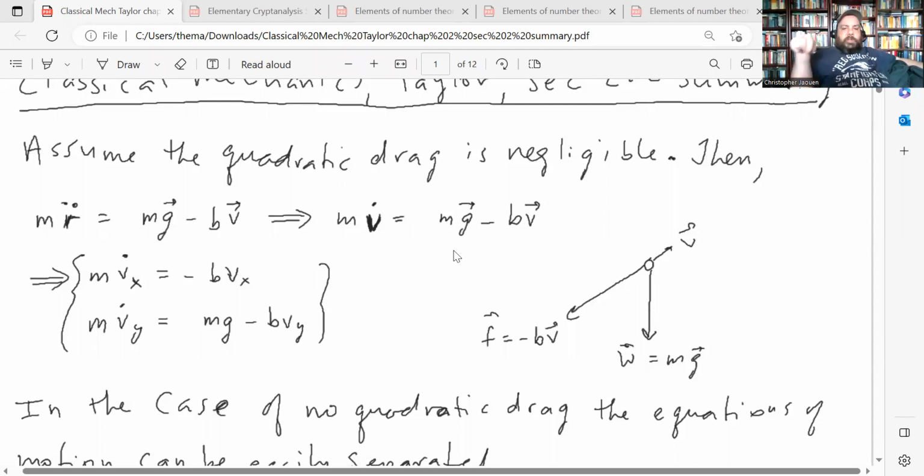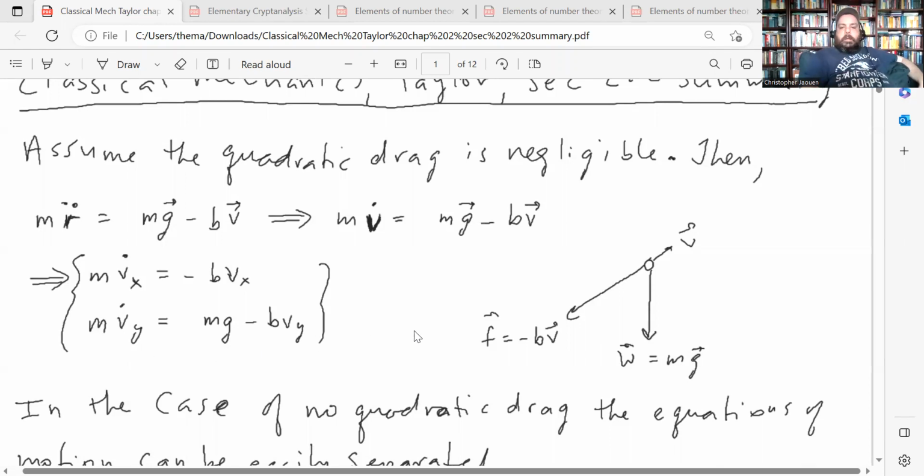It has two components, a horizontal and a vertical component. Or in 3D, three components, but here we're just dealing with a two-dimensional situation. So the horizontal equation you get looks like this: m times the derivative of velocity in the horizontal direction equals negative b times the velocity in the horizontal direction. And then this is the equation for the vertical motion: m v dot y equals mg minus b vy.